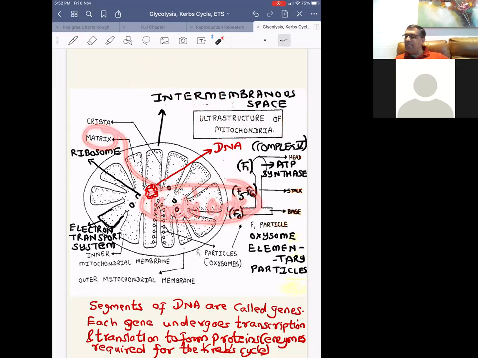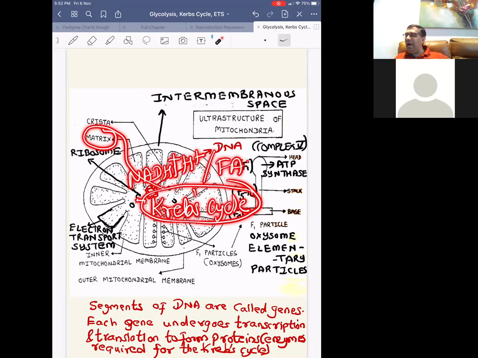And from the Krebs cycle are formed NADH plus H plus and FADH2, and these will undergo the electron transport system, ETS, which will take place on the inner mitochondrial membrane.